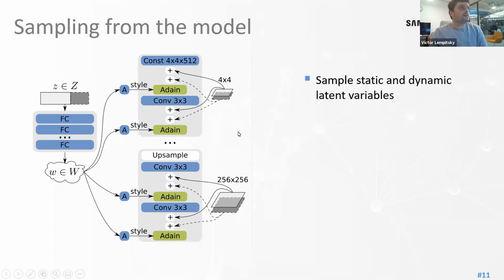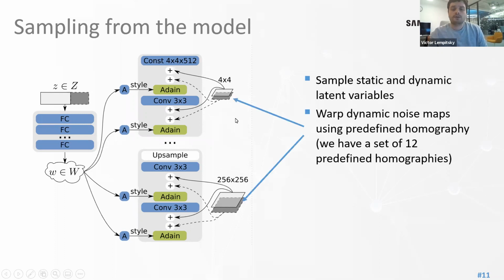And then to generate spatial motion, we just warp the dynamic variables with some set of predefined homographies. We generated a set of 12 homographies, each corresponding to one single dimension. We fix the horizon roughly at the middle of the image, and then we do warping of the clouds and the mirrored warping below the horizon. We have this predefined set of homographies pre-computed, and we can apply any of these 12 homographies, which would apply warping to these gray variables.